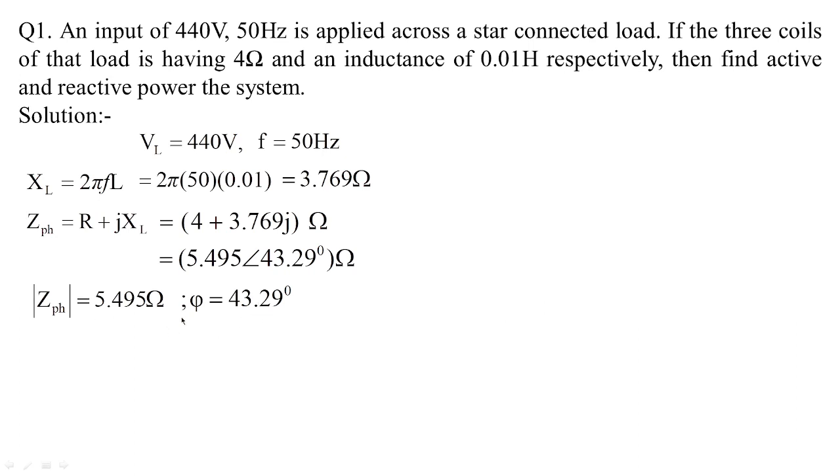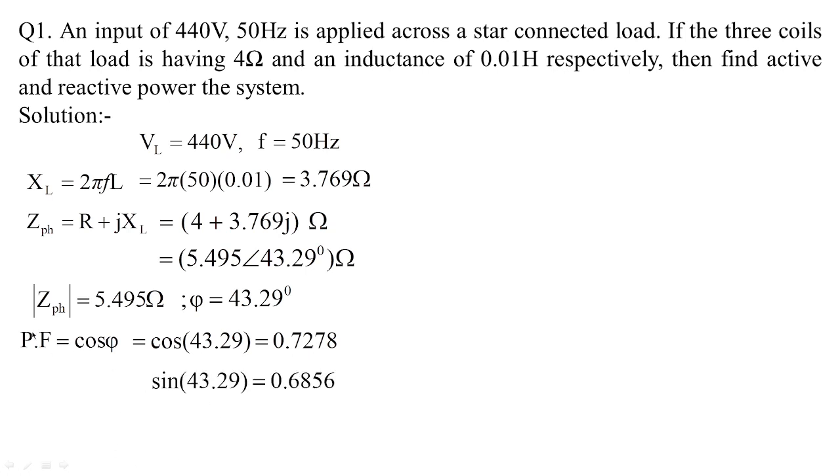Once we are done with these two values, let us calculate the power factor. The power factor is given by cos phi, that is the angle between voltage and current. So the angle which we got here is 43.29. So cos of this value is 0.7278. Once we are done with this power factor, we can easily get the value of the sine form of the angle. Why we are doing this?